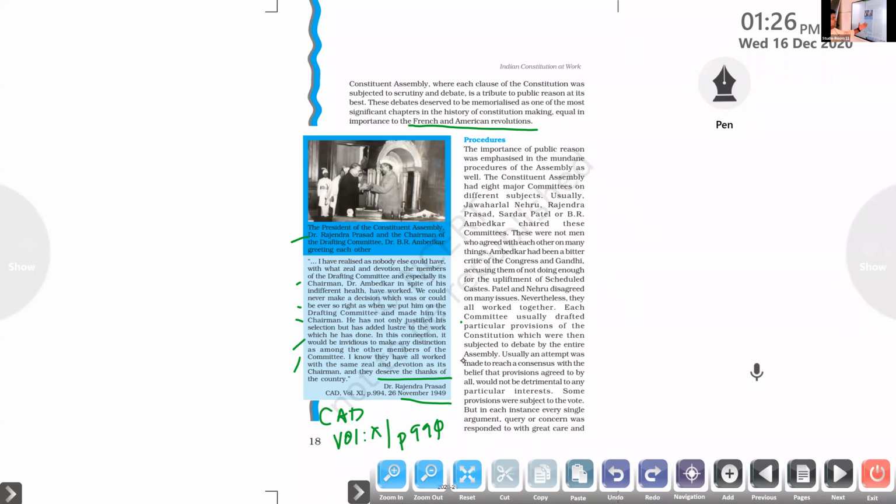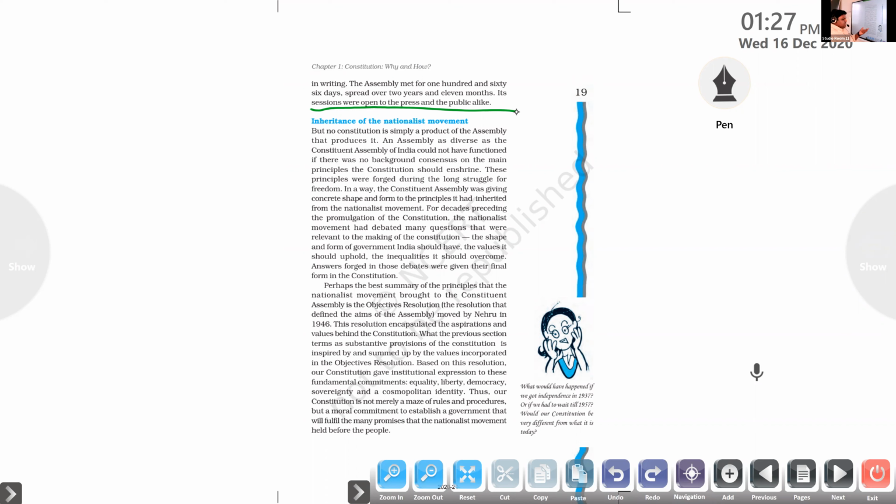But in each instance, every single argument, query or concern was responded to with great care, and in writing. The assembly met for 166 days, spread over 2 years and 11 months. Its sessions were open to the press and the public alike. Okay, so how many days? The assembly met for 166 days, and it is spread over 2 years and 11 months. Its sessions were open to the press, to the media, and to the public.